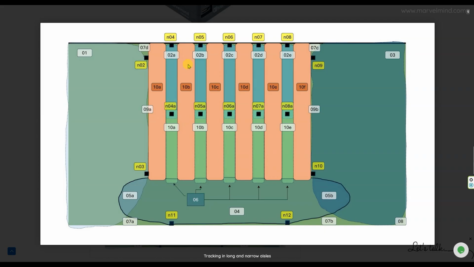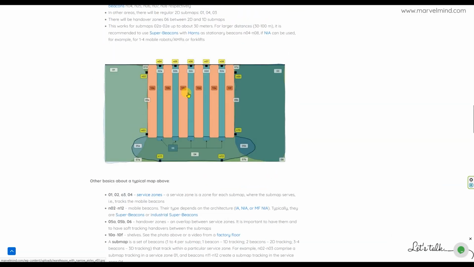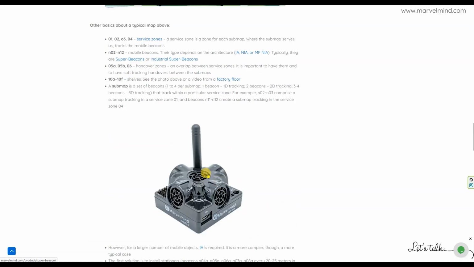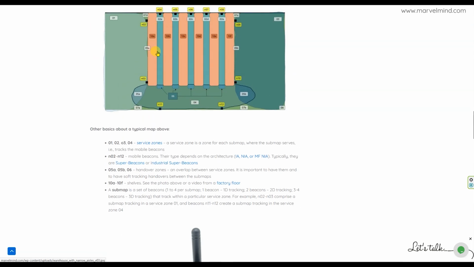you will also need more beacons within the AL to cover it. What are these beacons? These beacons can be regular super beacons or industrial super beacons. We typically recommend installing them on magnetic holders, so you can point them in the right direction. Here it's easy, but for example here the beacon must not point like this. It must point to the center. So it's better to use the magnetic holder.